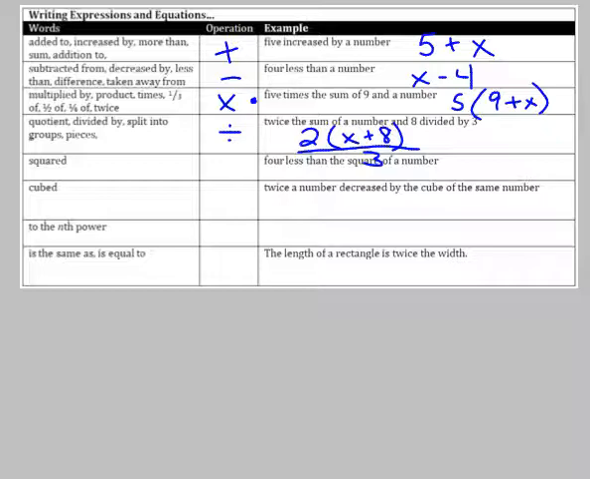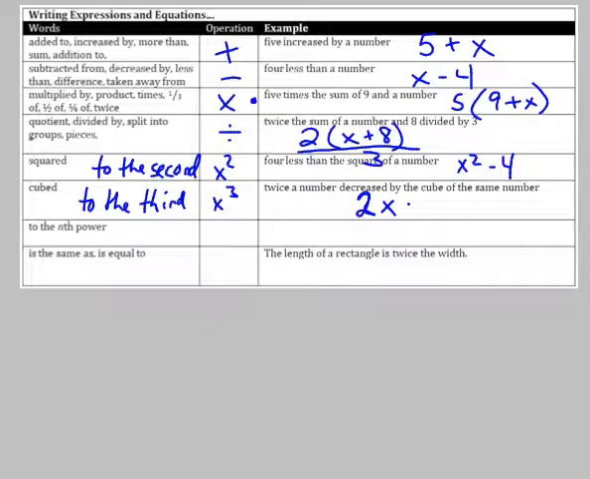end. Squared is also 2 to the second. So that should help you, because then cube should be 2 to the third. So that is going to look like x squared and x cubed. So then these ones, 4 less than the square of the number, is going to be x squared and then 4 less than. Remember, that looks like the one above. Twice a number decreased by the cube of the same number. And then I would say twice, so this is a 2x, decreased by the cube of that number. So the number is x.